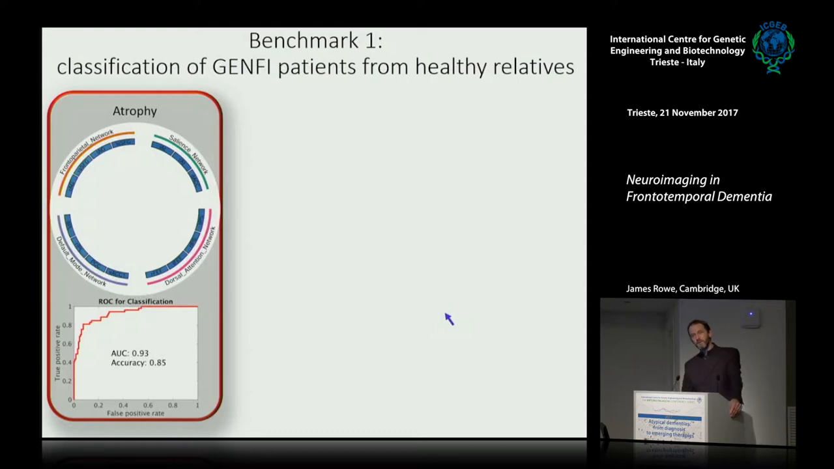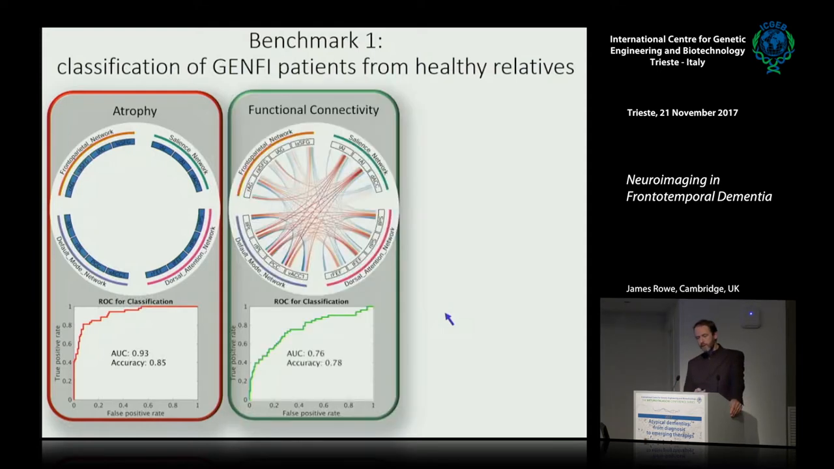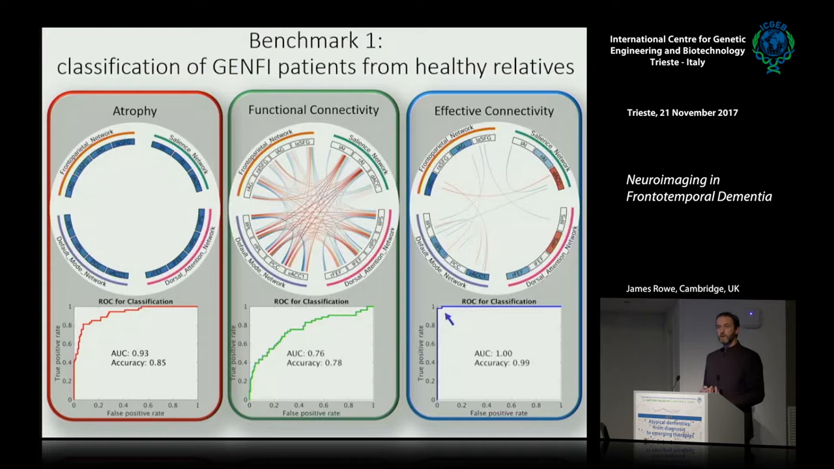If we use standard approaches to functional connectivity with a correlational analysis, we can distinguish patients with symptoms from their gene-negative carrier families, but actually it's not very effective. An area under the curve of 0.76 is not very impressive for such a dramatic disease. But if we are able to separate out the neural connectivity or effective connectivity from the hemodynamic properties, what we see is a very striking, almost perfect by one individual, separation between the patients and controls.